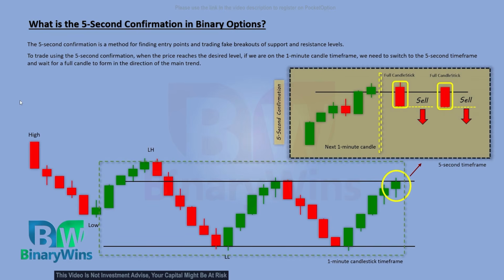But if we were on the 2 minute candlestick time frame, to trade with this method, we should switch to the 10-second candlestick time frame. And if we were on the 5-minute chart, we should switch to the 30-second candlestick time frame. Okay, let's go to the broker's live chart. I will explain the tips and rules to you in practice by finding a few examples and trading with this method.